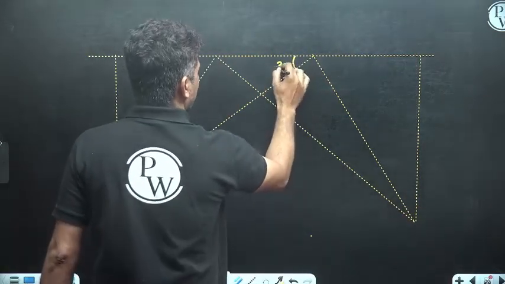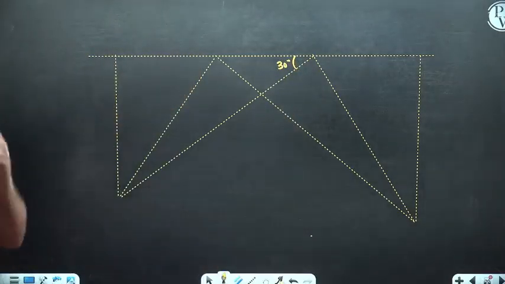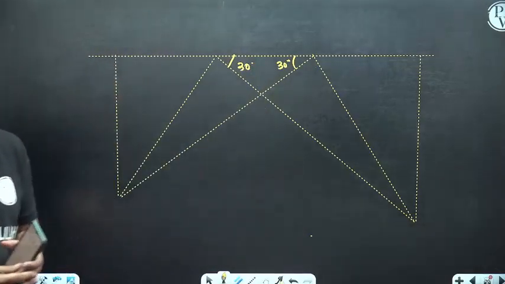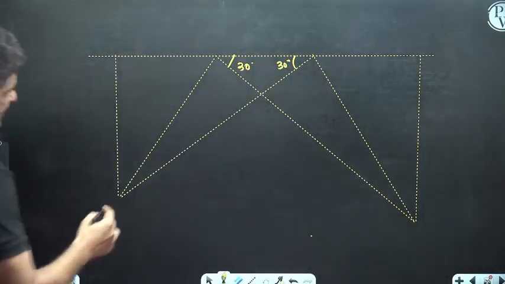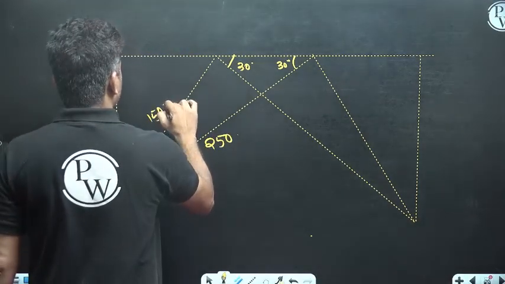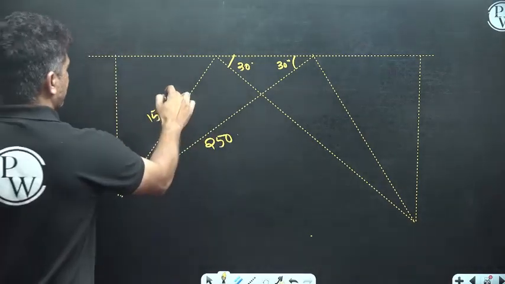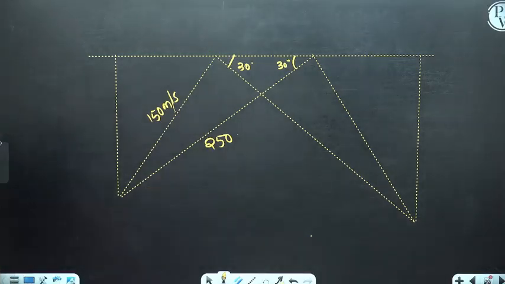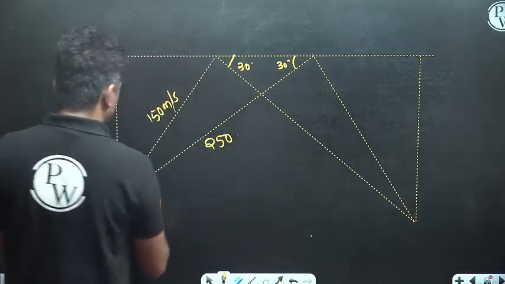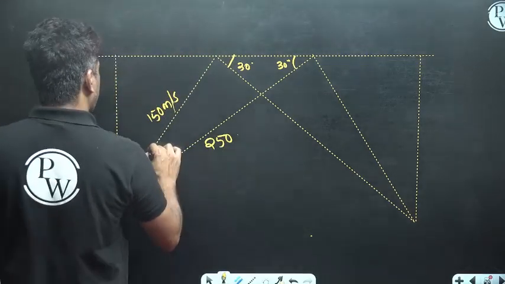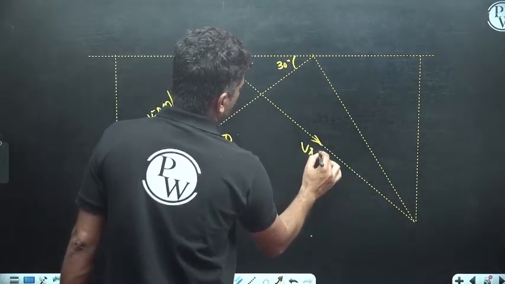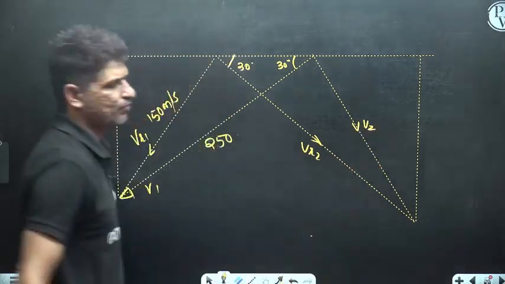So this angle is your 30 degree. If this angle is 30 degree, you see that this angle will also be your 30 degree. Is it clear? This is your velocity 250 meter per second, and this is your velocity 150 meter per second. Is it clear? Okay. And you see that this is your velocity V1, and this is your VR1. This will be your velocity VR2, and this will be your velocity V2.